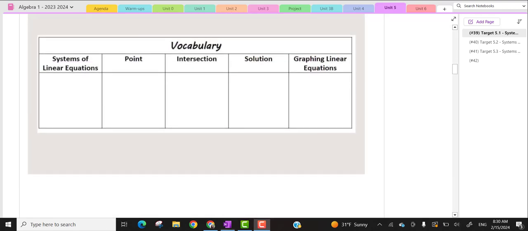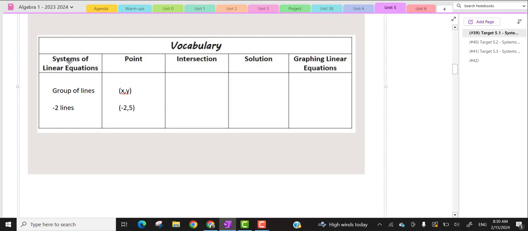So first, we're going to quickly do vocabulary. Systems of equations is defined as a group of lines. So normally in systems of equations, it's two lines. Okay. A point is x comma y, okay, and it's a number. So for example, -2, 5 is a point.